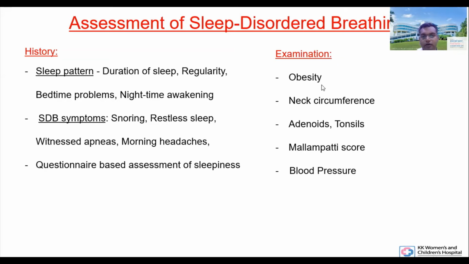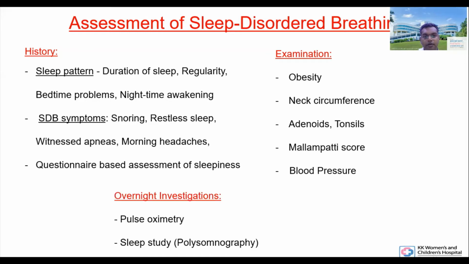On examination, look for obesity, neck circumference can be measured, adenoidal and tonsillar hypertrophy, and Mallampati score, which is to assess the oral cavity to look for any evidence of decrease in the oropharyngeal space, which can contribute to sleep disorder breathing and snoring. And blood pressure to look for any cardiovascular side effects of sleep disorder breathing.